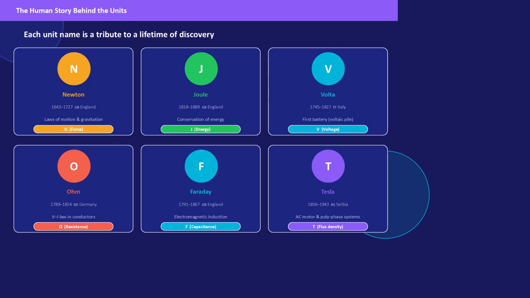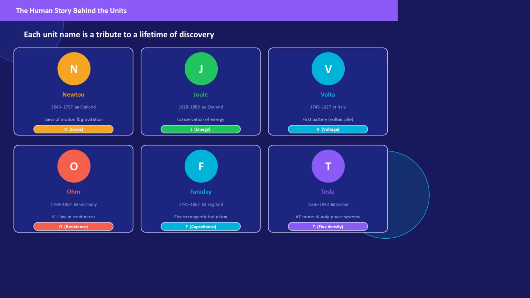Every unit name is a tribute to a scientist who dedicated their life to understanding nature. Let us take a moment to appreciate the human stories behind these symbols. Isaac Newton, born in 1643 in England, is arguably the greatest scientist who ever lived. He developed calculus, optics, and the laws of mechanics almost simultaneously, while isolating himself during a plague. James Joule, an English brewer by trade, conducted painstaking experiments in the 1840s, proving that heat and mechanical energy are interchangeable. His work established the law of conservation of energy.